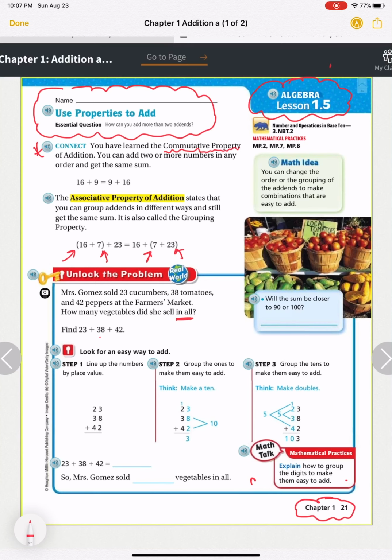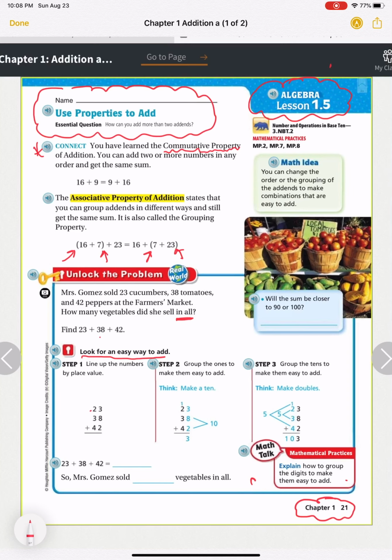So here's a good tip. Look for an easy way to add. Step number 1, line up the numbers by place value. If you notice, you have 23, 38, and 42. It goes from least to greatest.